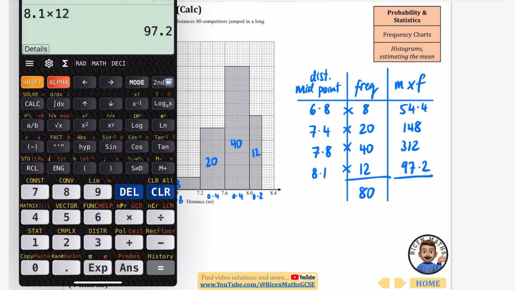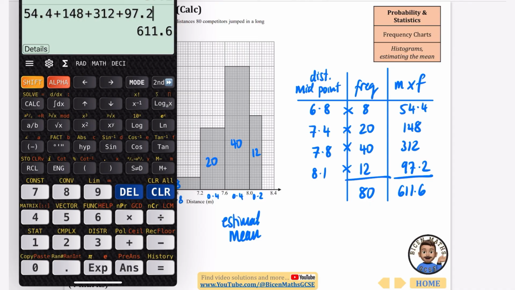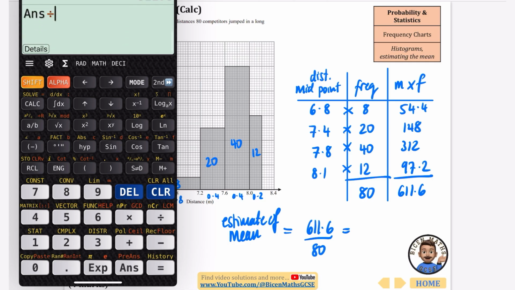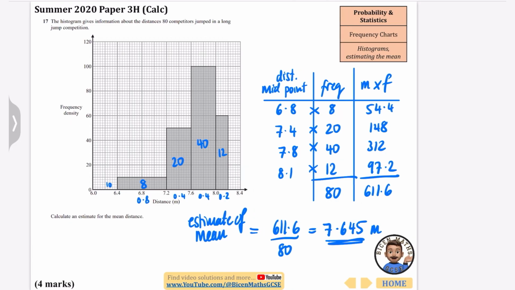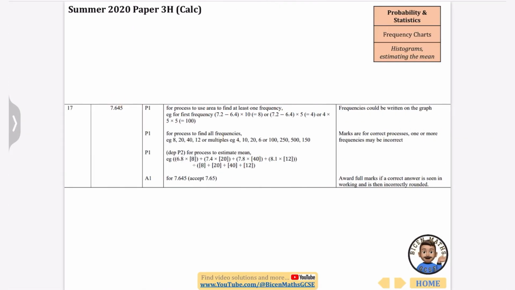So I'm going to add up all those numbers. That's 54.4, 148, 312, 97.2, and we get 611.6. So the mean, the estimate of the mean, is going to be the 611.6, because that's the total, divided by how many we've got, which is 80. So I can just do the answer divided by 80, and we get 7.645. Now they've not asked for us to do any kind of rounding, so I'm just going to leave it as that, and my units would be meters. 7.645, there it is like this. They would accept it if it had been rounded to 7.65.